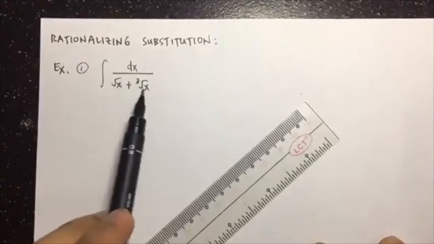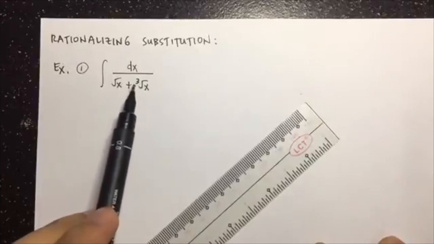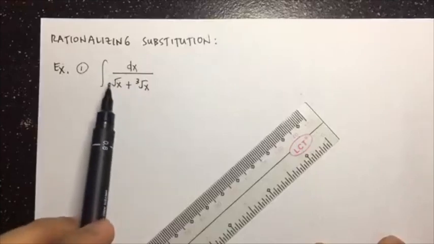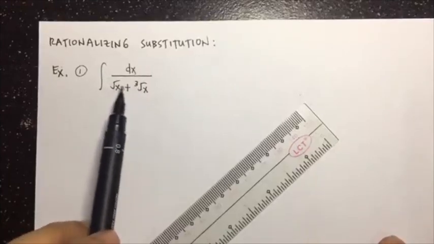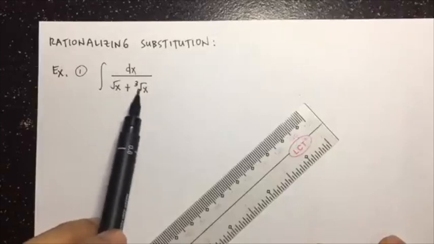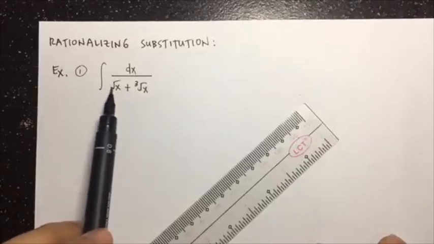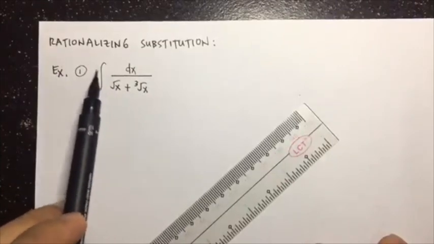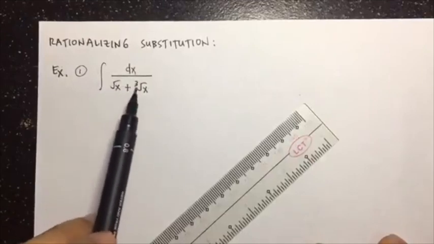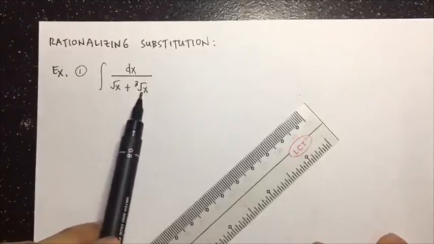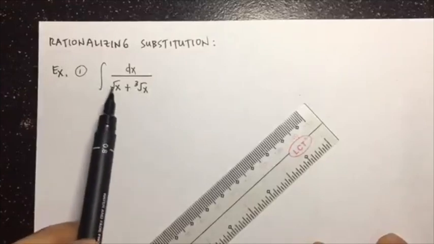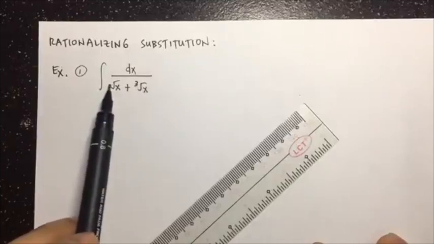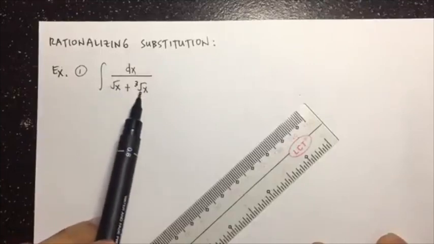Usually, it can be considered as rationalizing substitution if we have two or more orders of radicals in the integral sign. Similar with our example, evaluate the integral of dx over square root of x plus cube root of x. You have two indices of our radicals. We have an index of 2 for the square root and an index of 3 for the cube root.